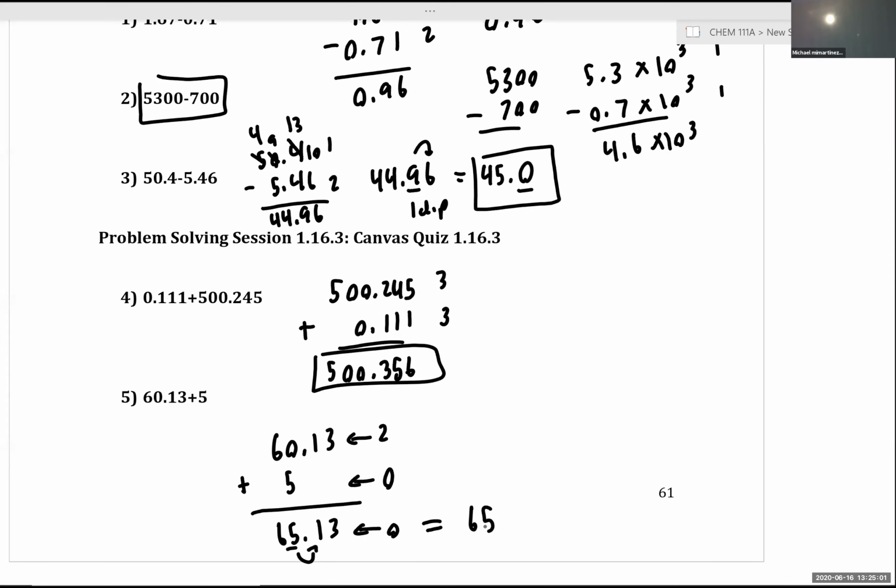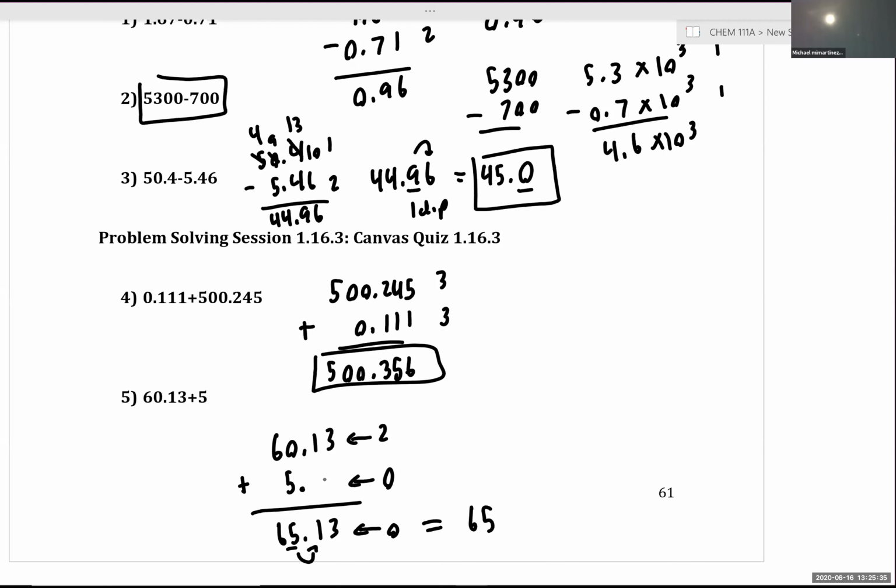Wait, is the 5 under the 0? Which one? 60.13 plus 5. Yes, the 5 is under the 0. Okay, but we don't put any decimal, right? You could put a decimal point at the end of the 5 and just show that there are 0 decimal places if you prefer. Does that make sense? Yeah, and why is it only 65?